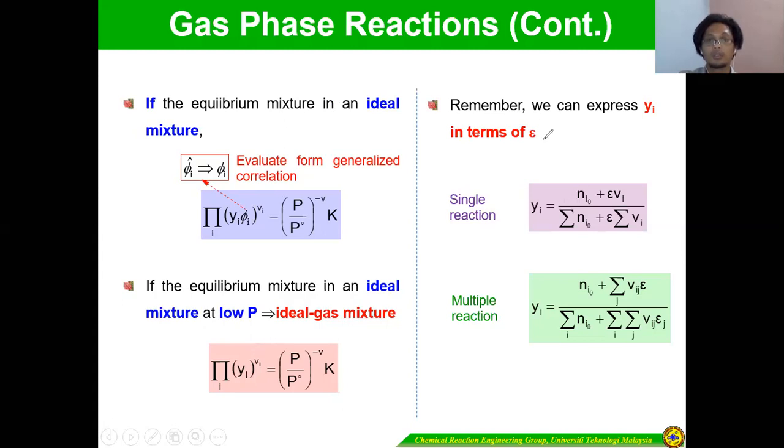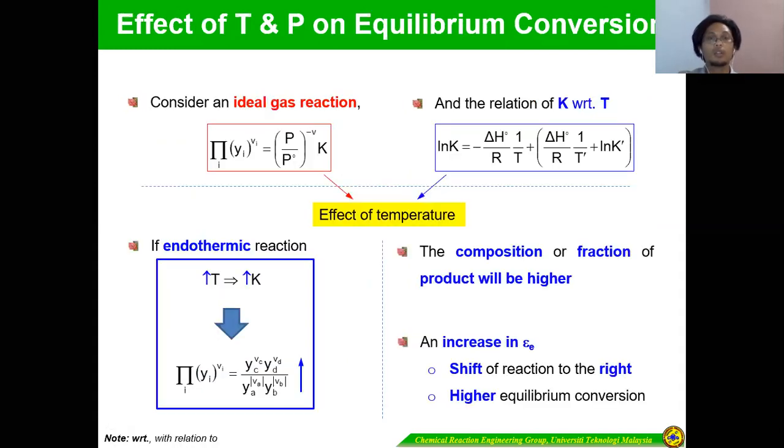Okay, activity coefficients. And remember, we can express y in terms of epsilon. You have to substitute all this into here and expand your equation, because we want to determine the composition. The composition depends on the extent of reaction, and the composition also has a relationship with the equilibrium constant. So let's see the effect of temperature and pressure on the equilibrium constant.